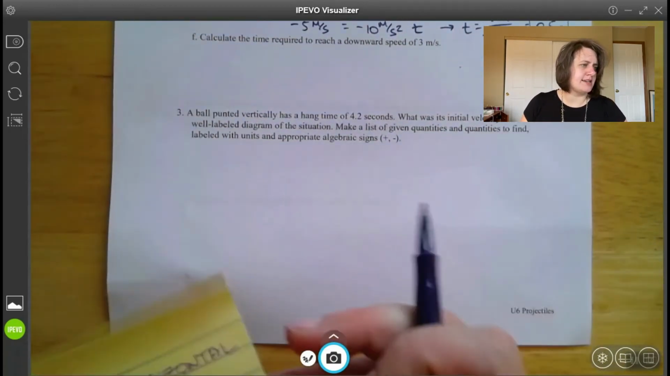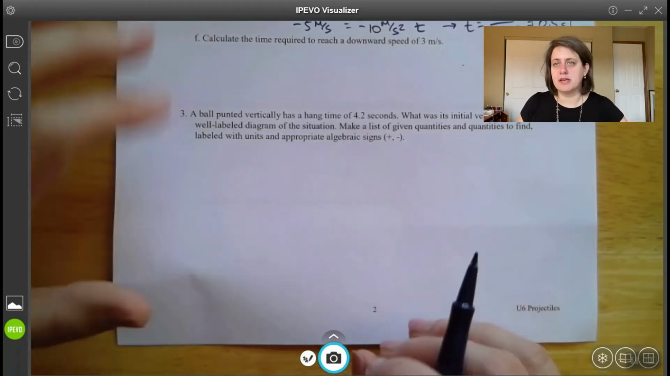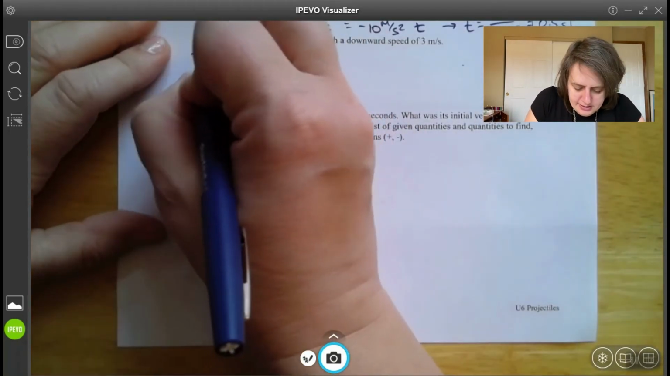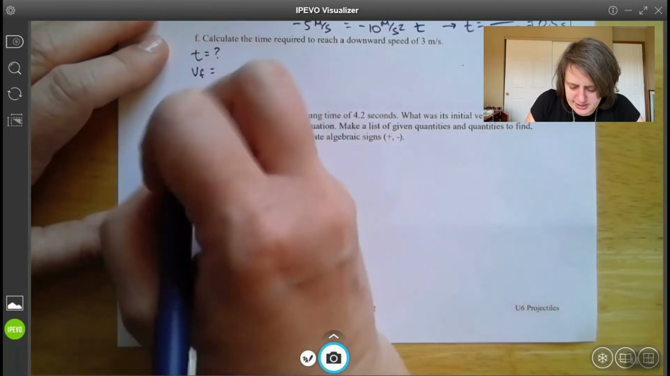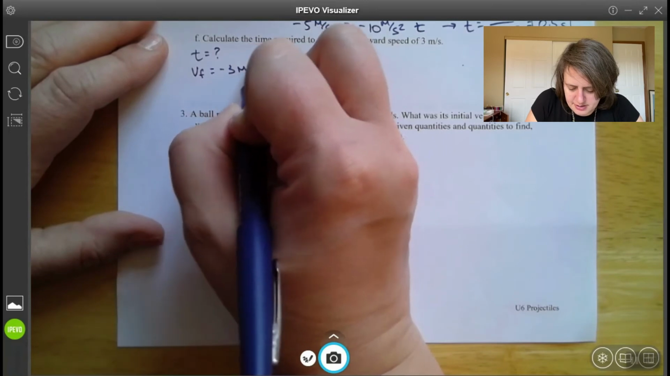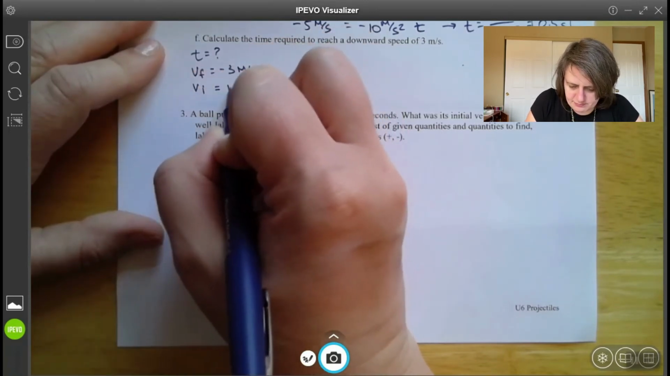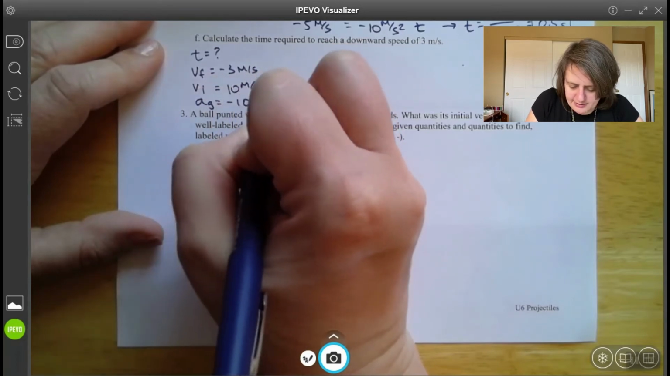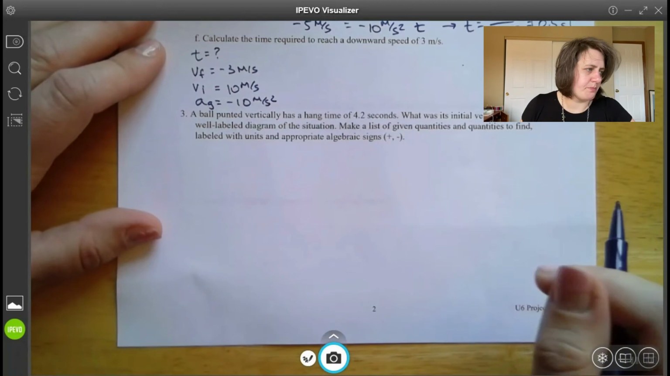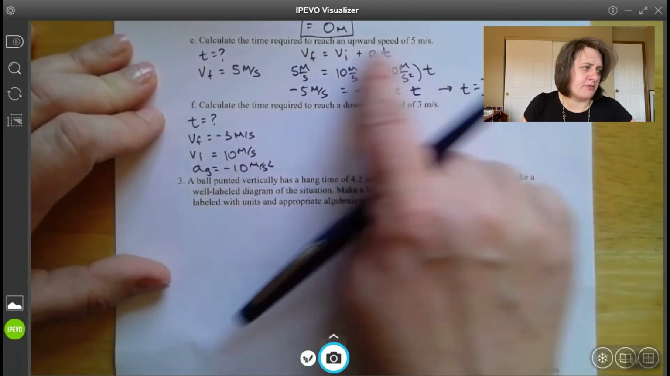Next, calculate the time required. So we're going to calculate time again to reach a downward speed of 3 meters per second. So now we're going to find time. We're reaching a final velocity of minus 3 meters per second. Our initial velocity was 10 meters per second, and our acceleration due to gravity is minus 10 meters per second squared. We're going to use the same equation that we used up here because it's the same kind of problem.